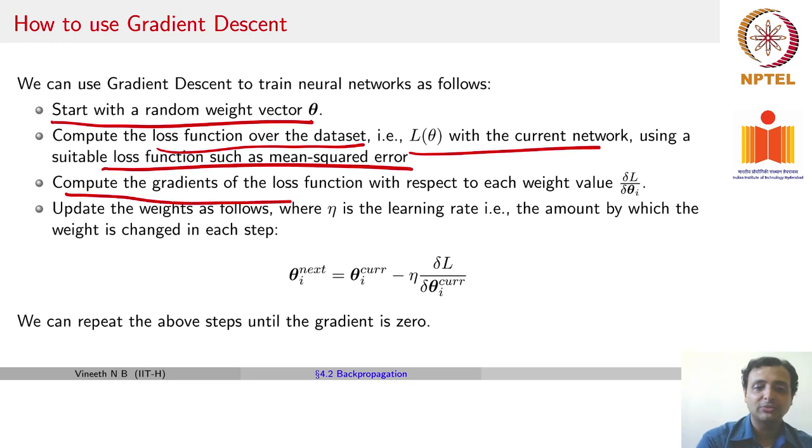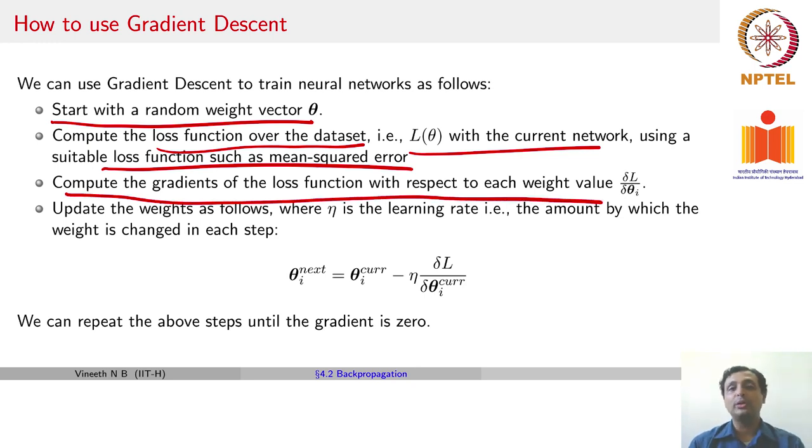We compute the gradients of the loss function with respect to each parameter in the network. So it could be the weight, it could be the bias, it could be any other parameter. Every parameter that's involved in getting that output of the neural network, every parameter that you need to learn, of course, you compute the gradient of the loss function with respect to each of those, and we denote that as dou L by dou theta I.